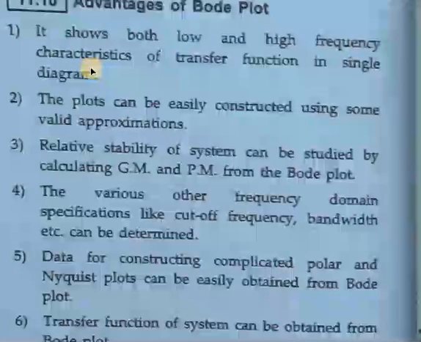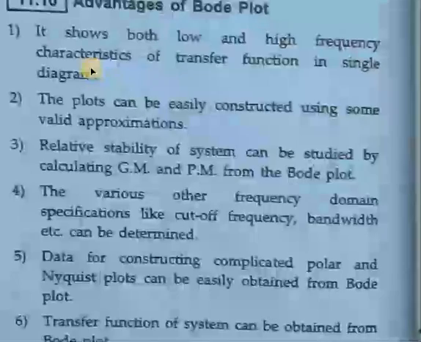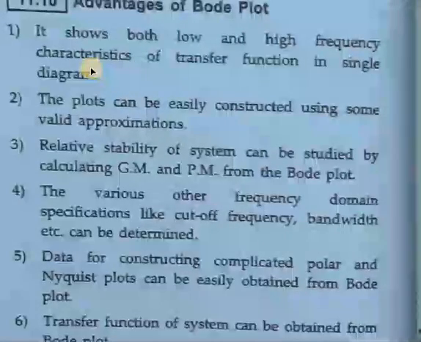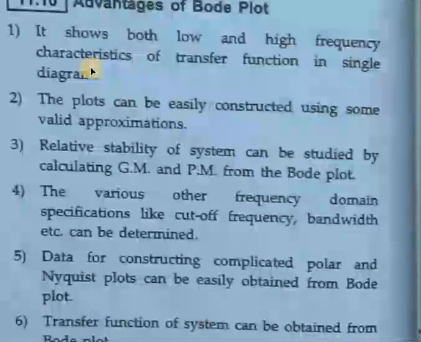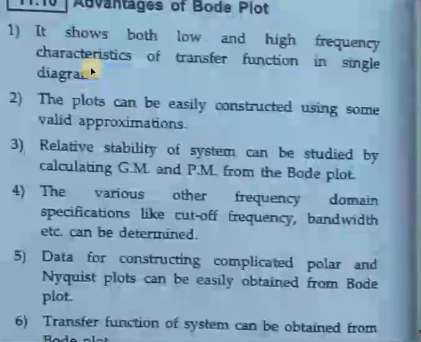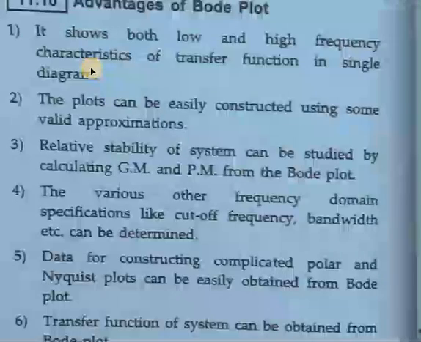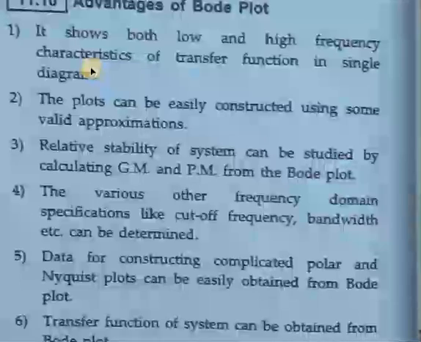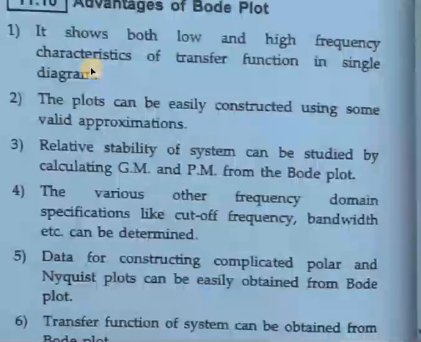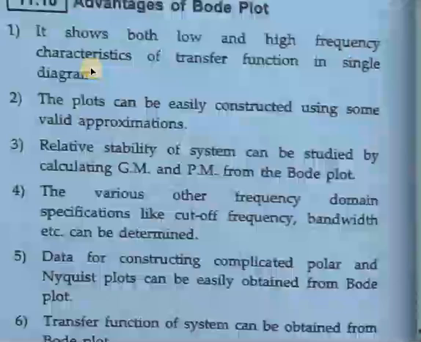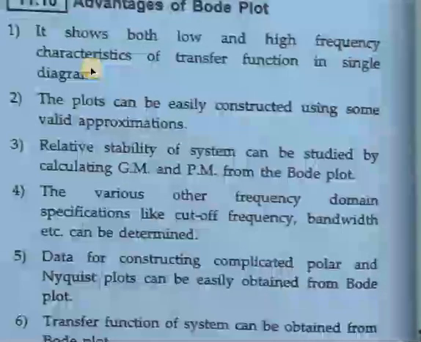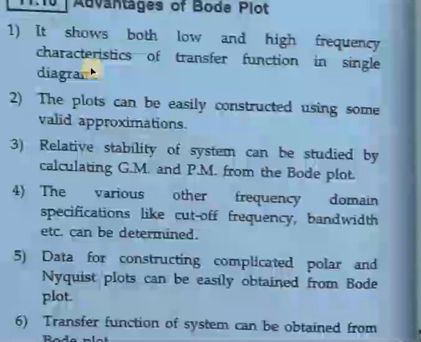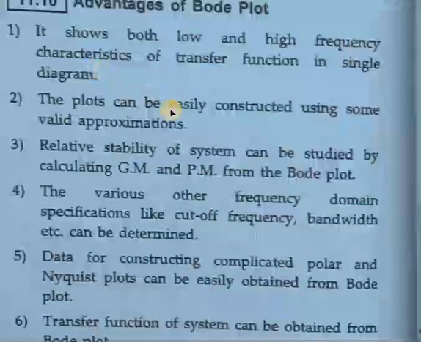Then the fifth one is that data for constructing the complicated polar and Nyquist plots can be easily obtained from the Bode plot. There are other methods like the polar plot or Nyquist plot, where some of the data is very difficult to construct, but here it is very easy compared to those methods. Any type of complicated given function, you can easily construct the Bode plot.